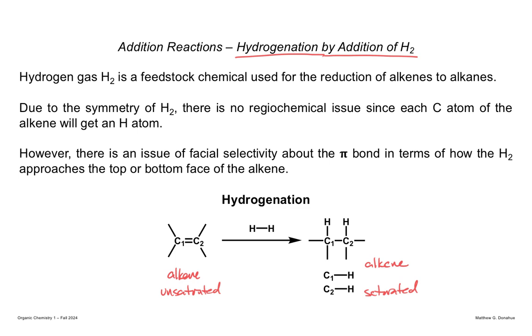Because hydrogen H2 is symmetric, you don't have any issues about what carbon atom is getting what. They're both getting an H atom. So there is an issue of facial selectivity. Does it add from the top or the bottom? You look at the products to determine, okay, am I forming enantiomers, diastereomers? How does it play out?